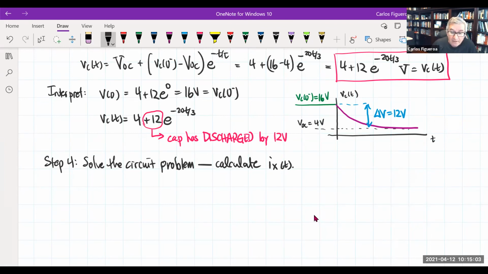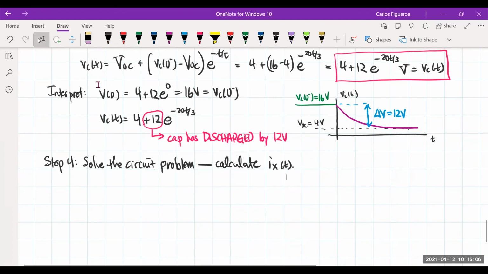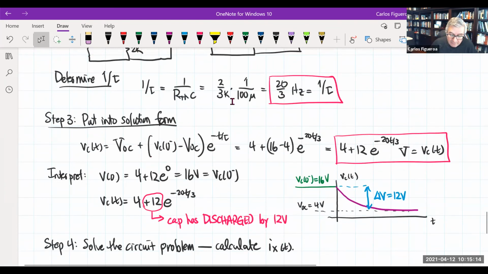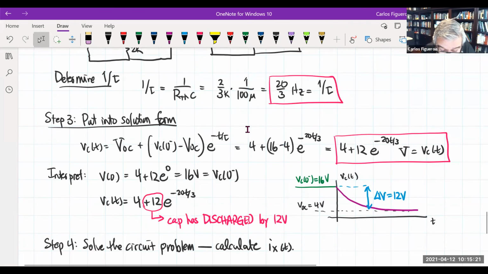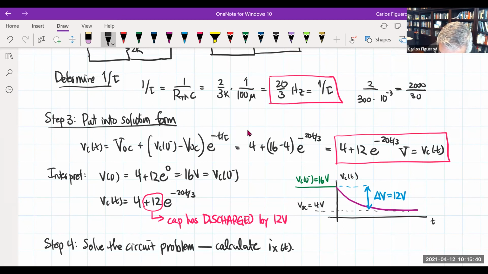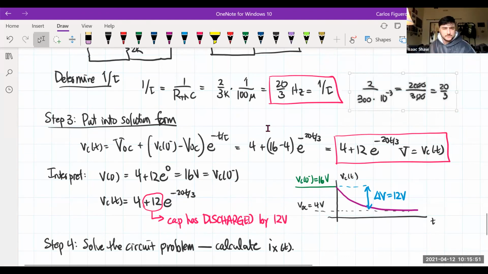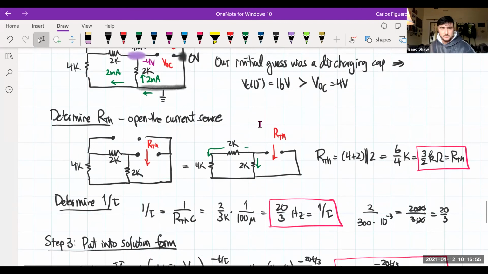Is somebody talking? Yes. What was the frequency we found? Is it kilohertz or hertz? Was it 20 over 3? Let's look at that. It might be kilohertz. I think you're right. Because if you look at this, this should be 2 over 300 times 10 to the negative 3. So then this is going to be 2,000 divided by 300. So no, it's not kilohertz. It is hertz. Okay, thanks, Earl. Could you scroll up a touch higher so I can grab a screenshot? Thanks.